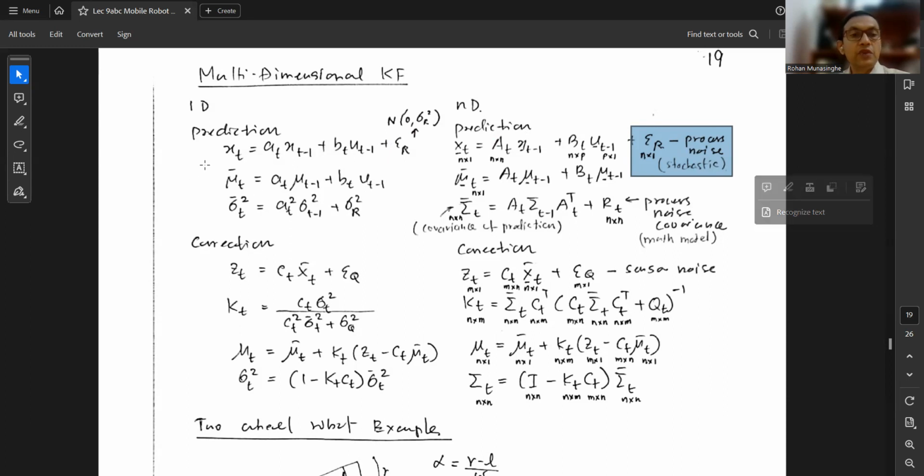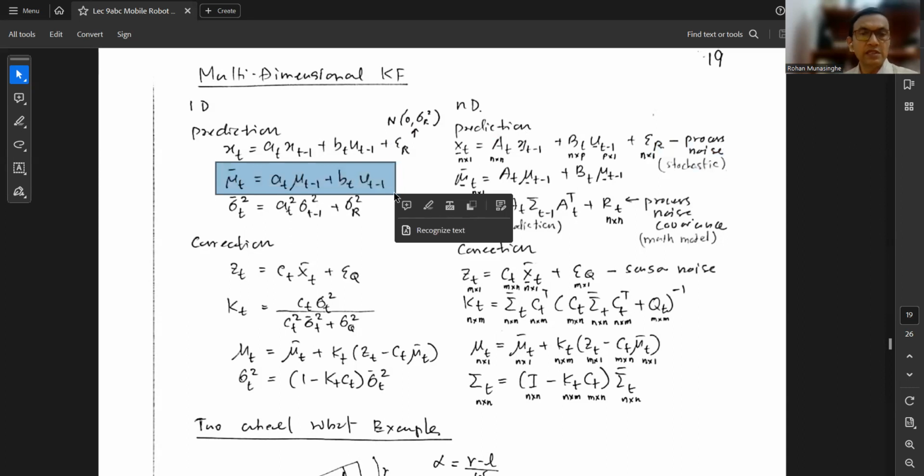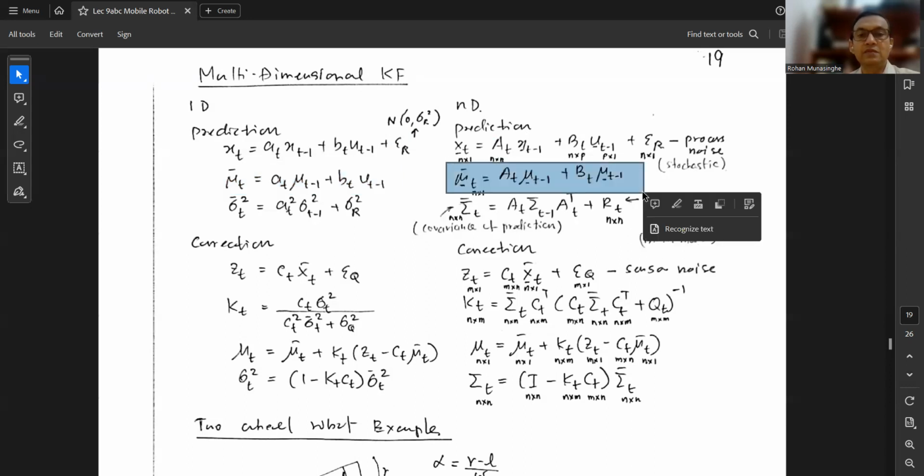The second equation is very similar to the first one. In fact, it's the same equation in the one-dimensional case. As you know, mu means the mean position. So it is basically the state variable itself. In probability distributions, we don't talk about x, y. We talk about mu x, mu y. So in the n-dimensional case, same equation, but with vectors and matrices.